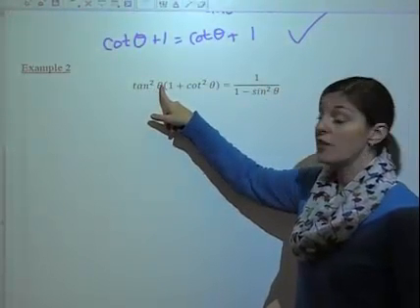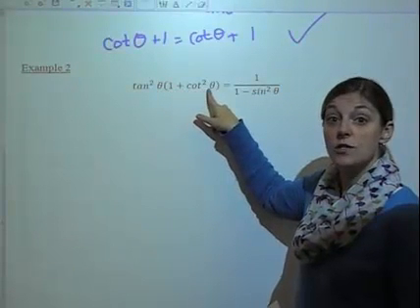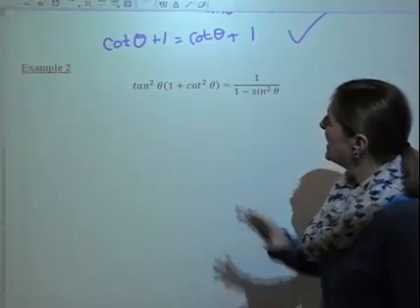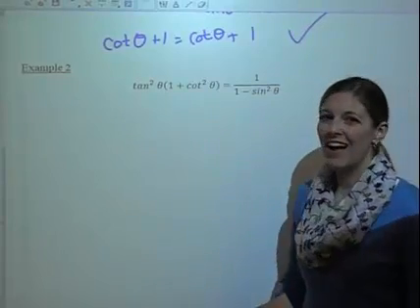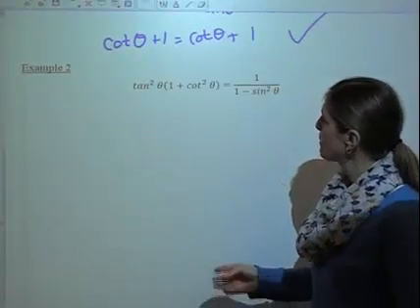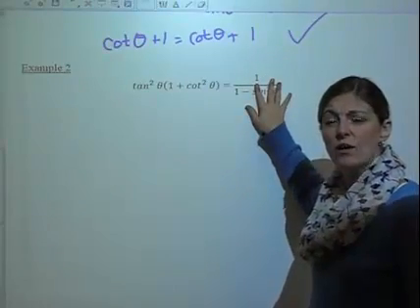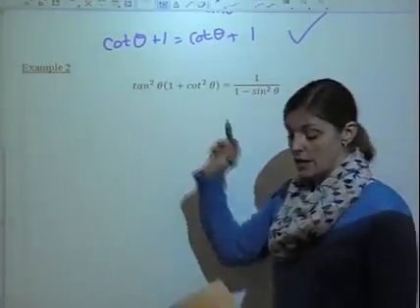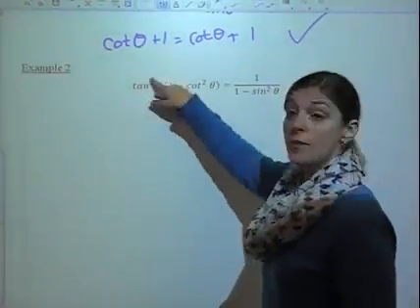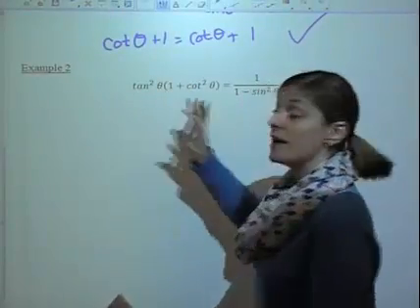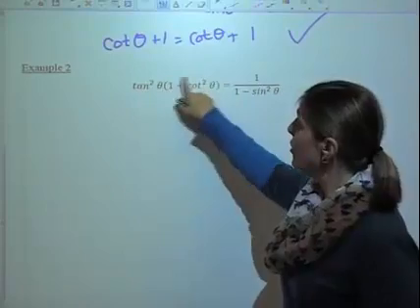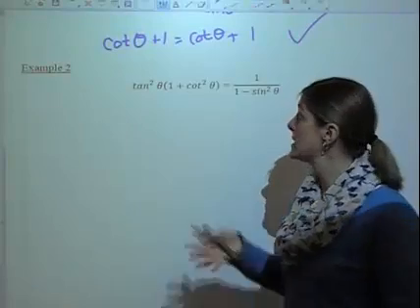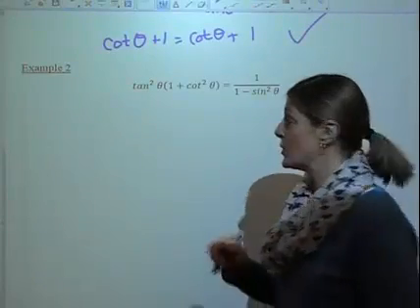We have tangent squared theta times the quantity of 1 plus cotangent squared theta equals 1 over 1 minus sine squared theta. And both sides are kind of complicated, but because this is already in terms of sine and cosine, let's work on the left-hand side. All right, so tangent squared, when we distribute this, well, actually, let's not distribute it first. Do we know what 1 plus cotangent squared is? Think about your Pythagorean identities. Yeah, that's the same thing as cosecant squared.